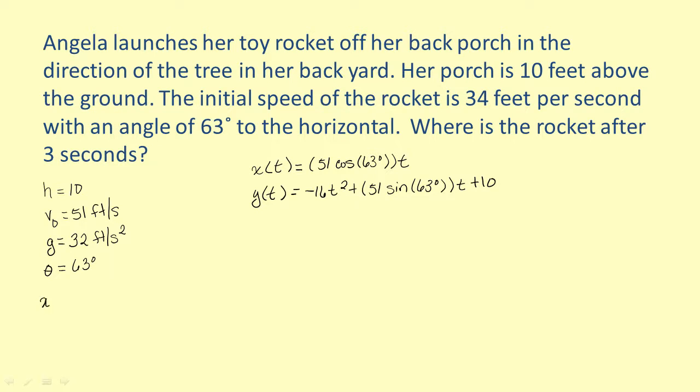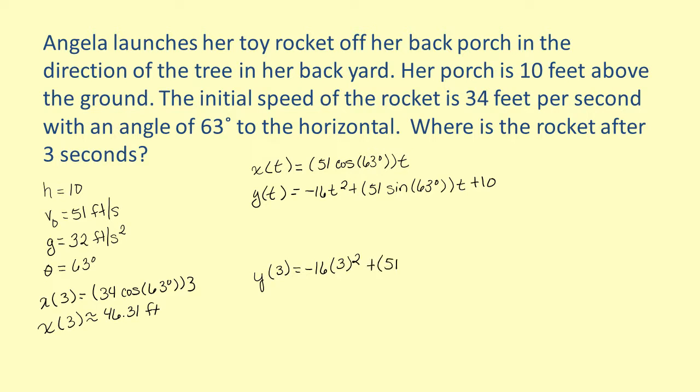Now that we have our equation set up, we want to find where the rocket is after 3 seconds. So we'll substitute 3 for t in the first equation and solve. So we have x is approximately equal to 46.31 feet. Now let's do the same for the second equation. After simplifying, we can see that y is approximately equal to 2.32 feet.